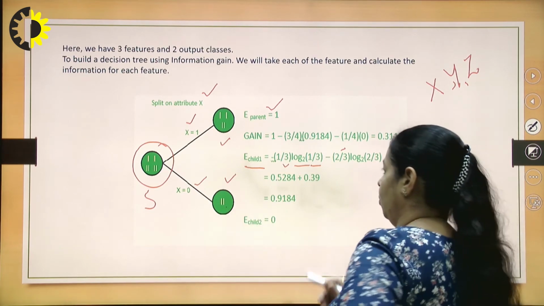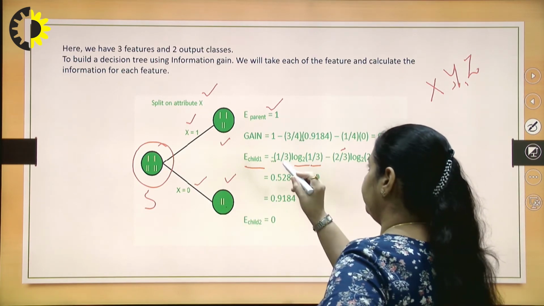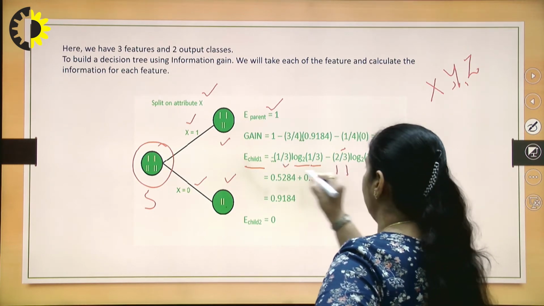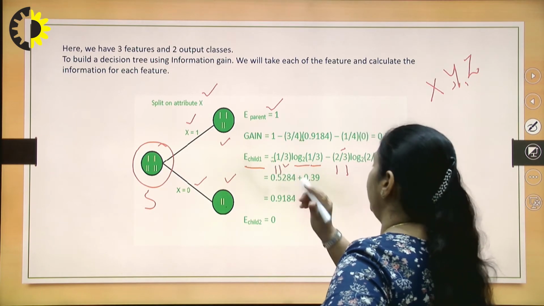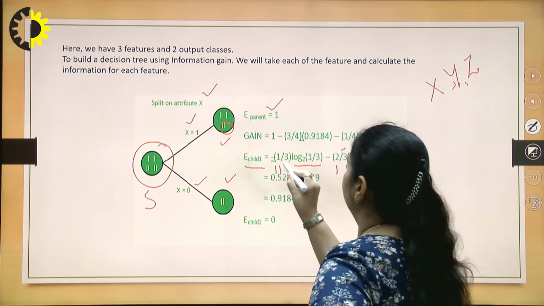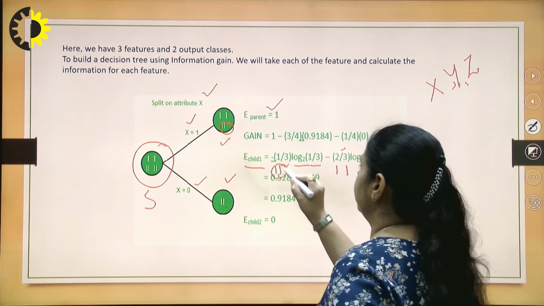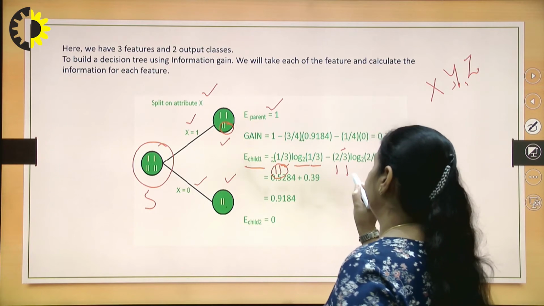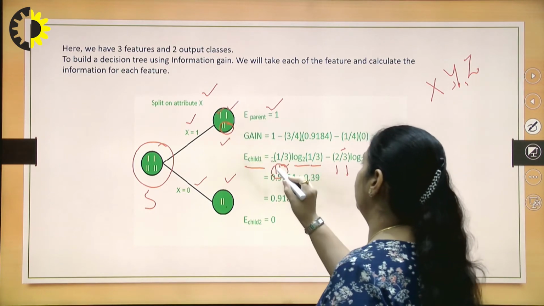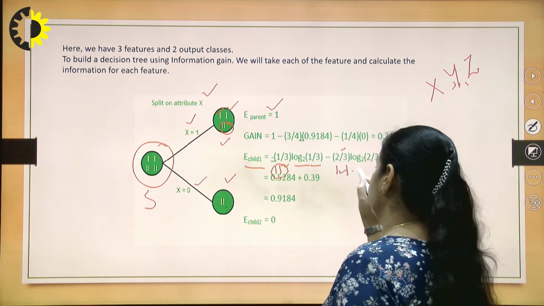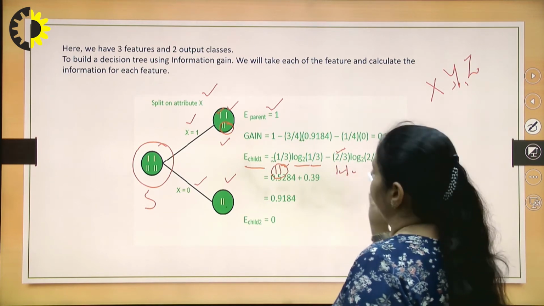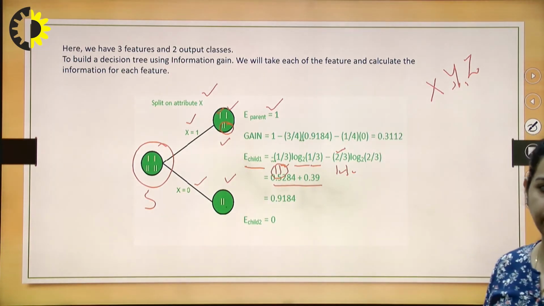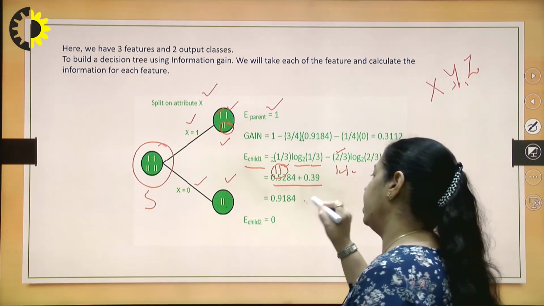Okay. So for 2 class, we have only 1s, and this is for 1, 1, and this is for 1, 1. This is the first class. So 1 by 3, where 3 is the total set. Then we have this 1, this 1. These are 2 separate ones. So they are 2 by 3. So this is the entropy for child 1. When we calculate its value, we get the entropy for child 1 as 0.9184.